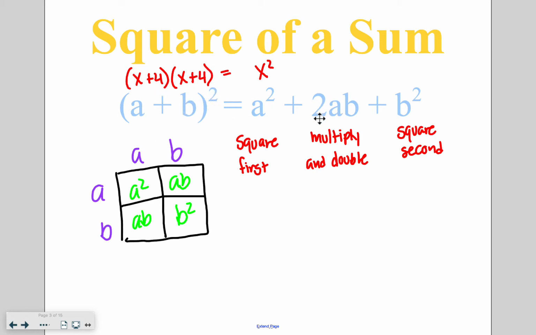Then I'm taking 2 times a times b, which means you're going to take the product of the two values, so x times 4, which is 4x, and then you're going to make that twice as big, which is 8x. This would happen because you will have the same value multiplied twice. And then you square the last value, so in this case 4 times 4 is 16.